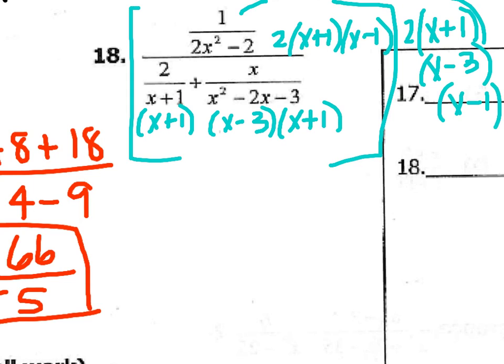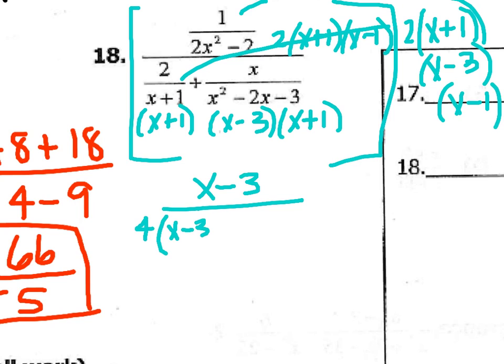In the denominator, this one, the x plus 1's cancel. So I have 4 times x minus 3, x minus 1. When I distribute to the final one, the x minus 3's and the x plus 1's cancel. So I'm left with 2x times x minus 1.